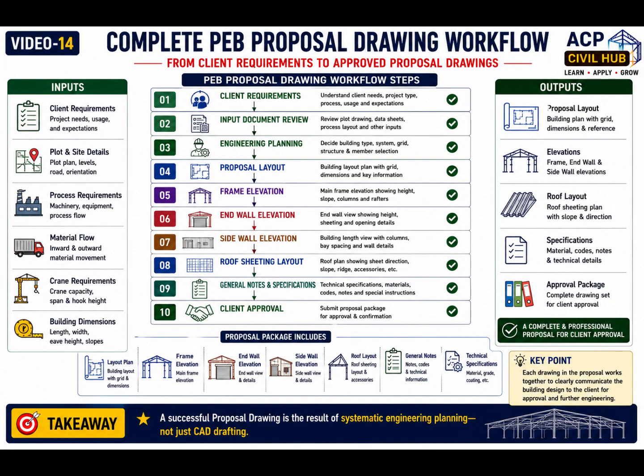Let's quickly summarize the complete proposal drawing workflow. The process begins with understanding the client's requirements, followed by reviewing all input documents and performing engineering planning. Engineers then prepare the proposal layout, frame elevation, end wall elevation, side wall elevation, roof layout, and general notes before submitting the proposal for client approval. A successful proposal drawing is the result of systematic engineering planning, not simply CAD drafting.